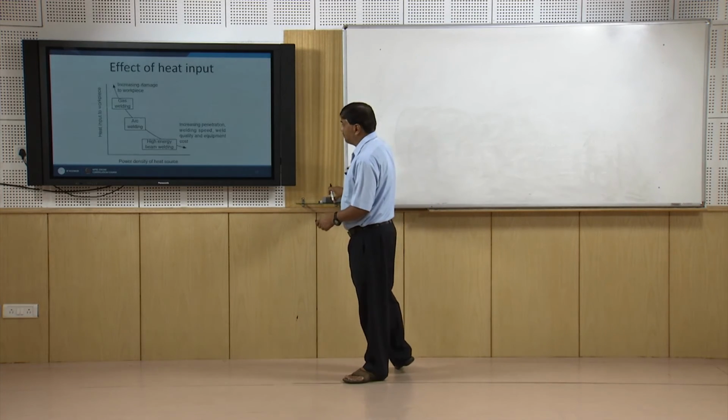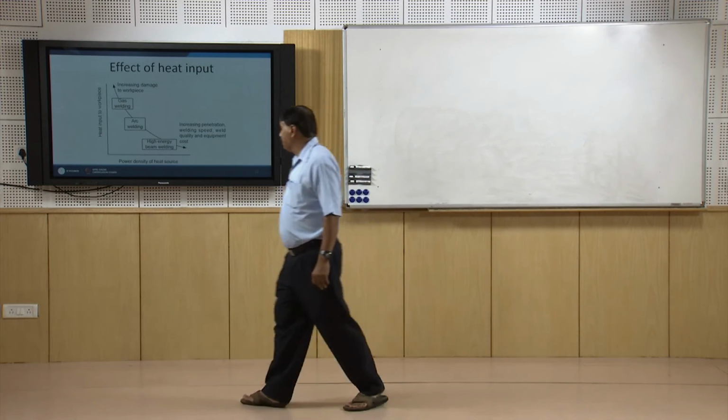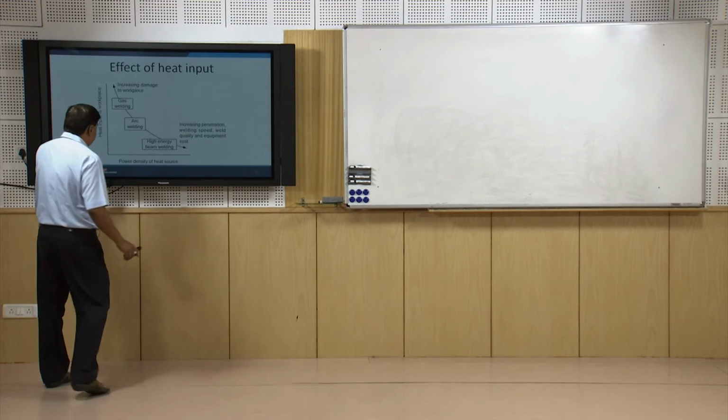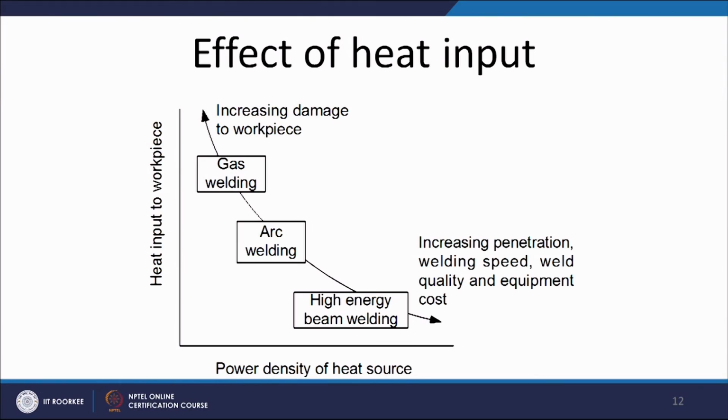in the subsequent slides. Here we can see that as the power density increases, the amount of heat to the workpiece decreases. So, if you see the power density of the heat source, for gas welding the heat input is high and power density is low, and for arc the power density is somewhat high and heat input to the workpiece for developing the joint is low, and when energy density is high, power density is further high.